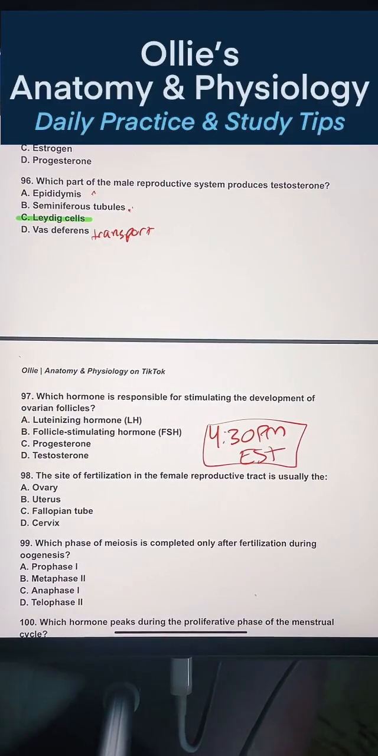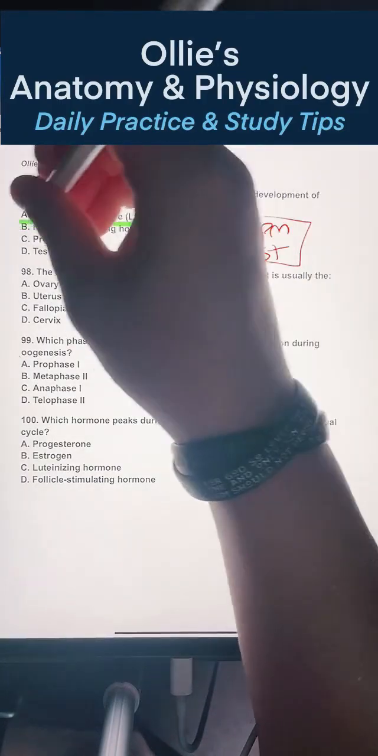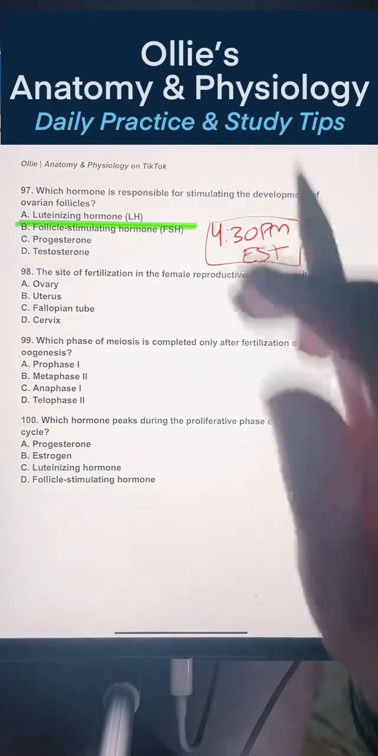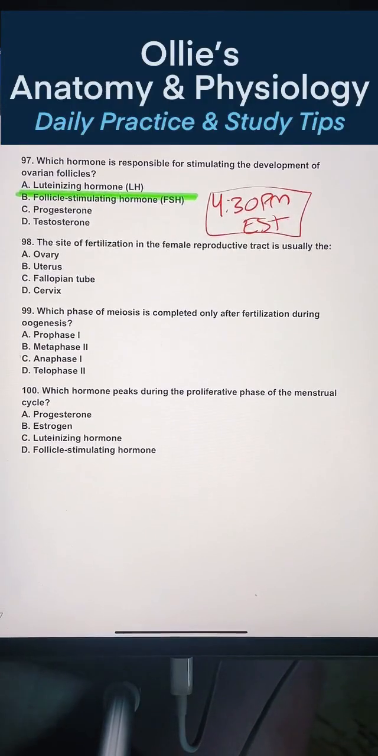Number 97 is B. It is follicle stimulating hormone. Follicle stimulating hormone, again, is going to promote the growth and maturation of an ovarian follicle.